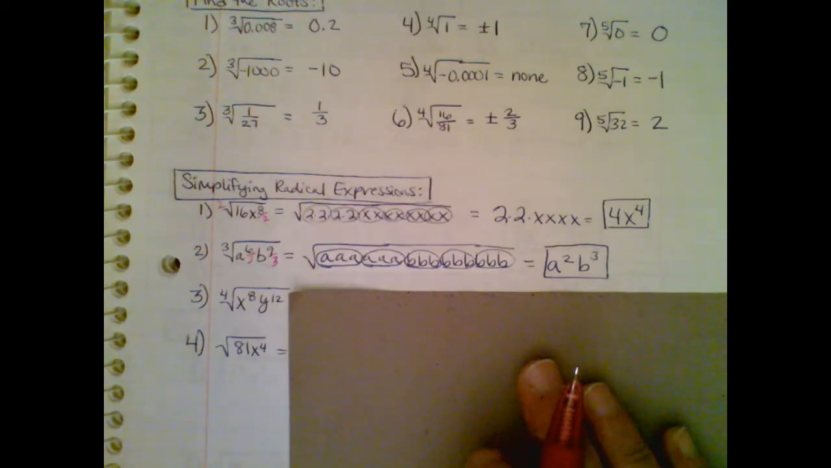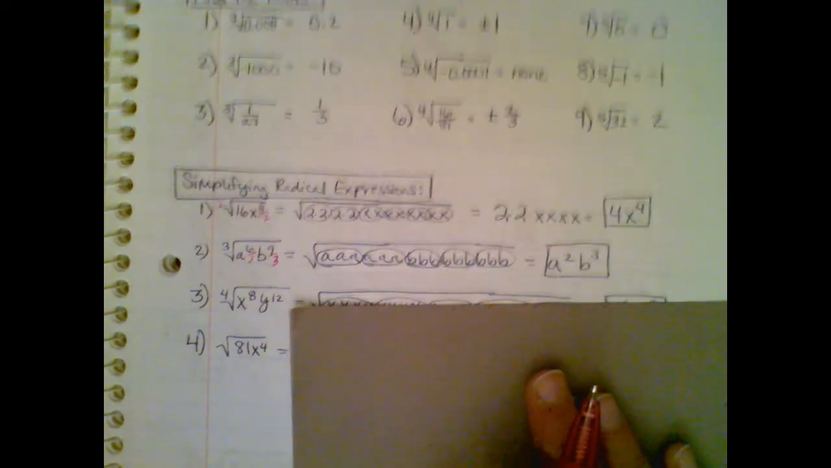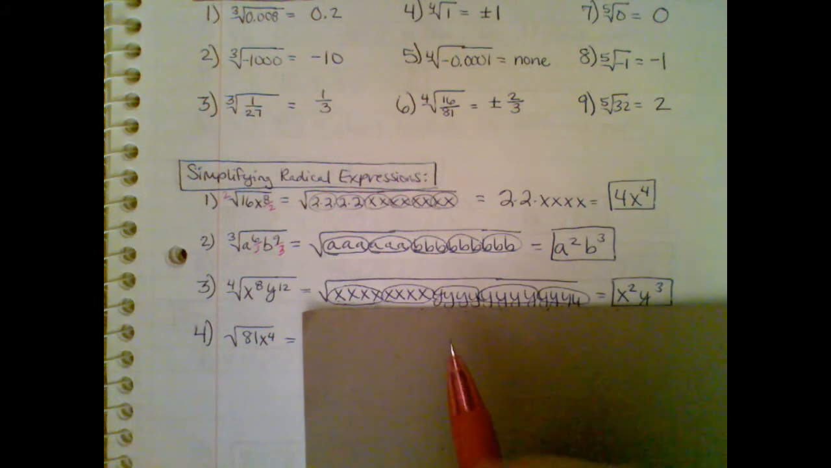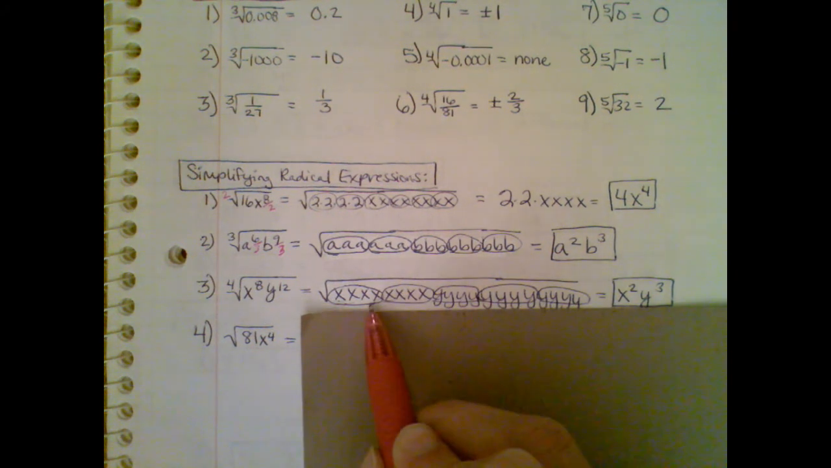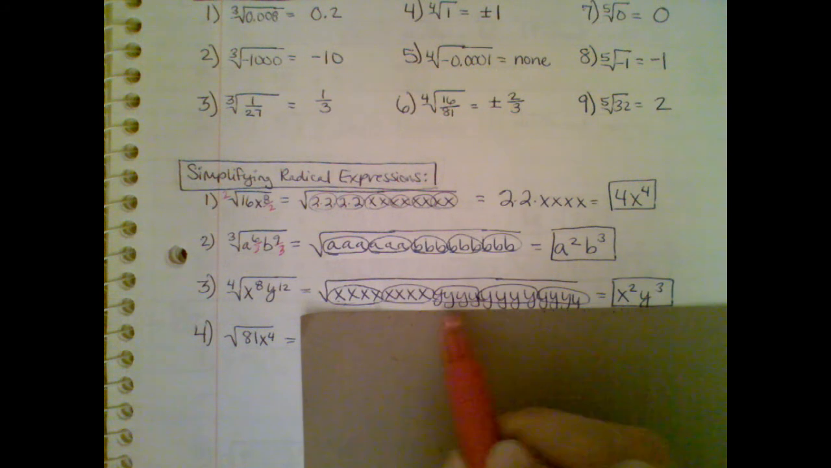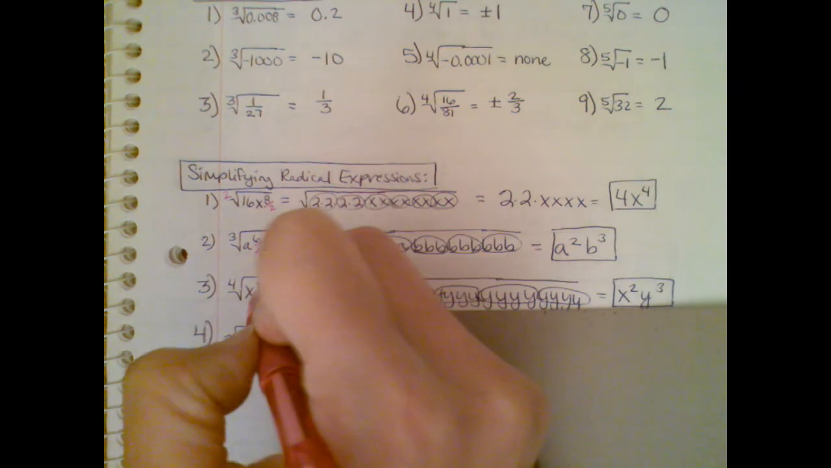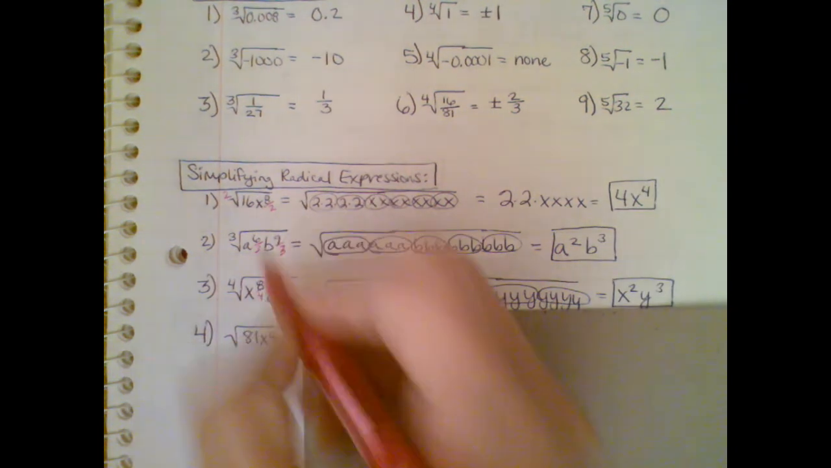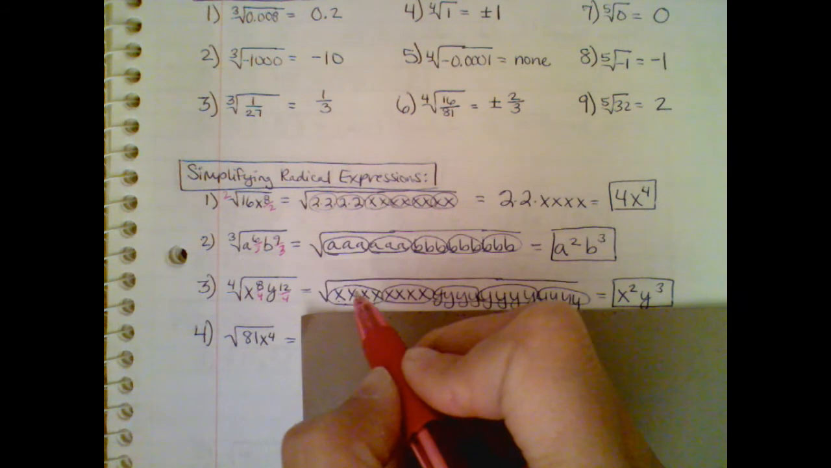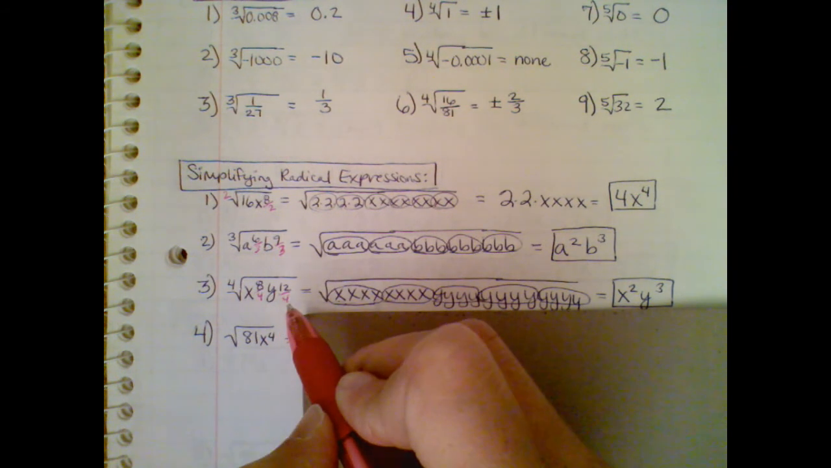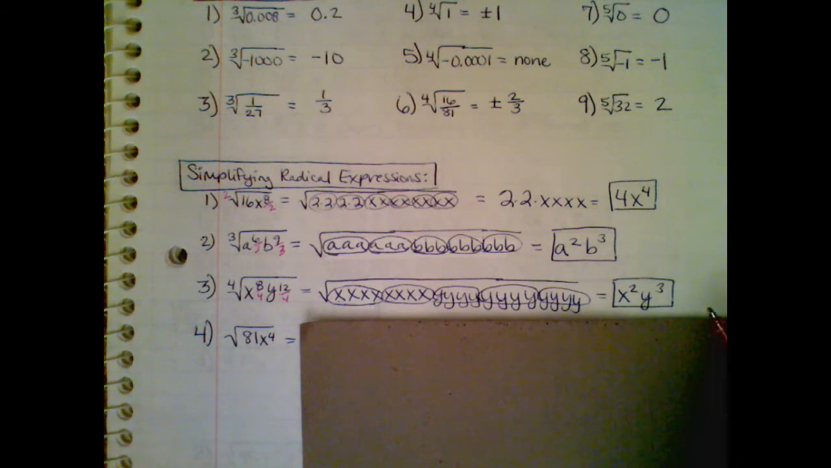This next one, it's the 4th root, so if you think of it in expanded form, we have 8 x's, we have 12 y's, we put them in groups of 4, so we have 4 x's here, 4 x's here, we have 4 y's, 4 y's, and 4 y's, so we have 2 groups of x's, so x to the 2nd power, we have 3 groups of y's, so y to the 3rd power. Or we can just divide by 4 because it's the 4th root. So 8 divided by 4 is 2, so x to the 2nd power. And then 12 divided by 4 is 3, so y to the 3rd power. And that would be our final answer.